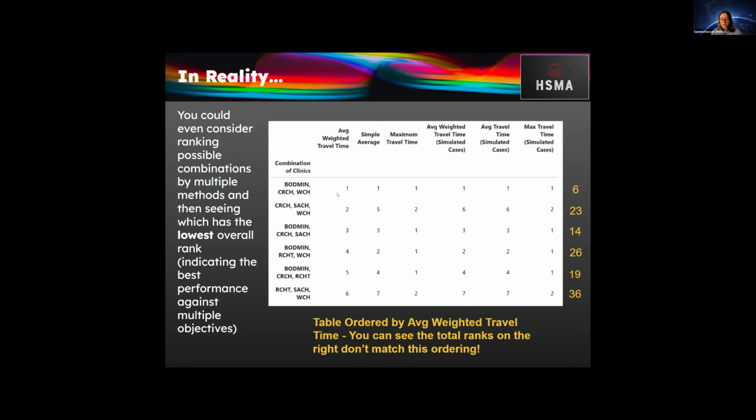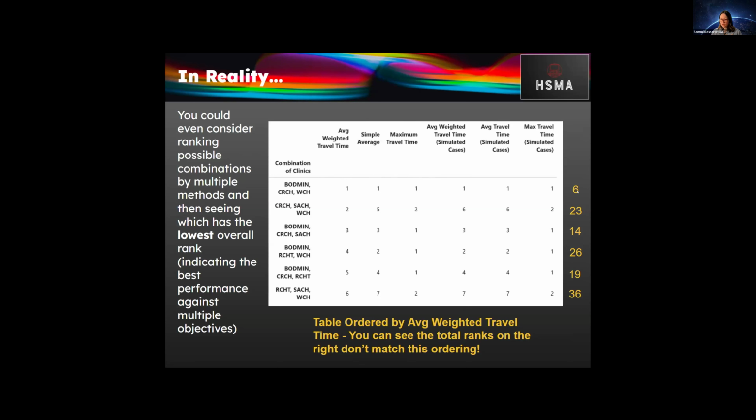This is the best solution in terms of average weighted travel time. If we take the weighting out of it, it's also the best solution from a simple average perspective, and also the best solution from a maximum travel time perspective. So we've just looked at all of the different outputs from this solution and gone, right, this is the best, this is the second best, this is the third best, and so on. And we've ranked it based on each of these different measures.